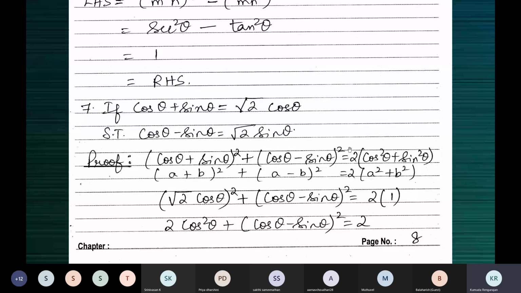Yes, you can do this. You can use this identity, it is true. This is an algebraic identity. So in this algebraic identity, in place of A, you're writing cos theta, and in place of B, sin theta, which will again be true.